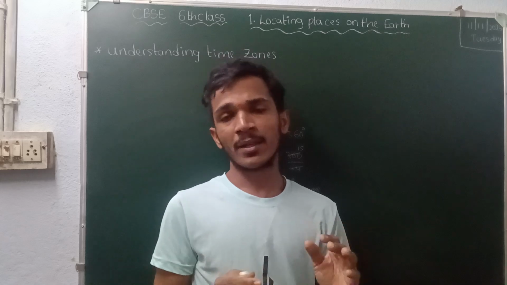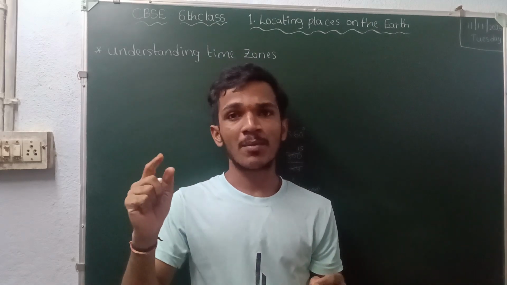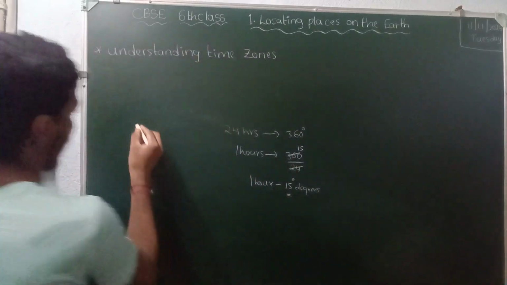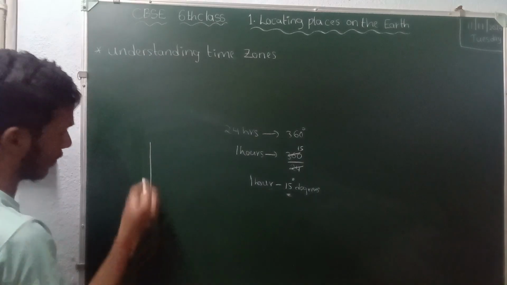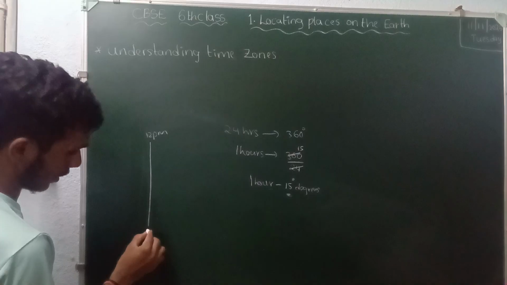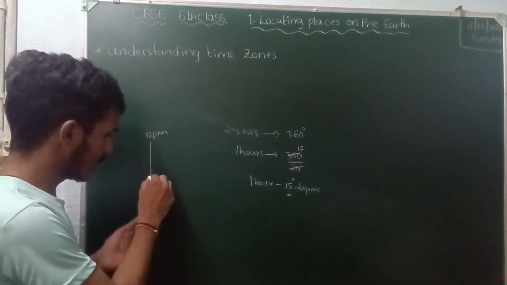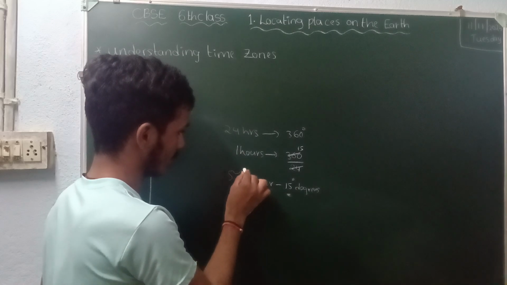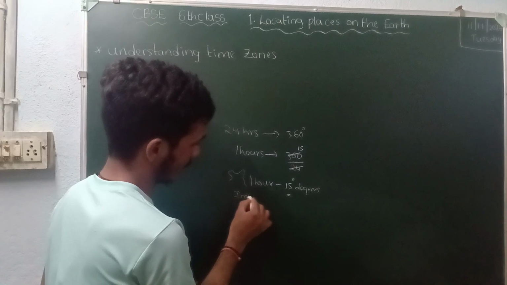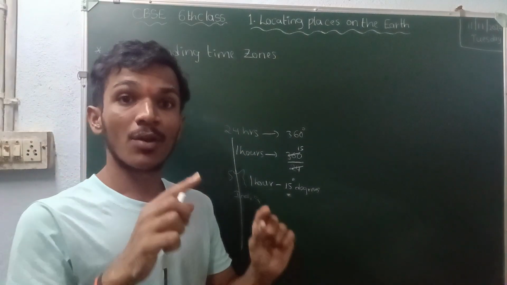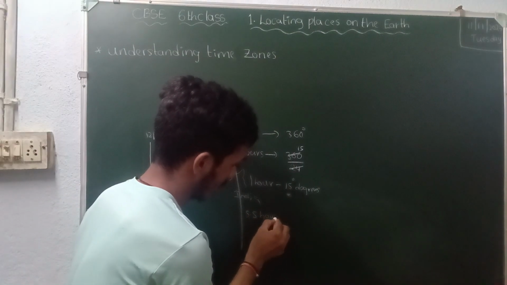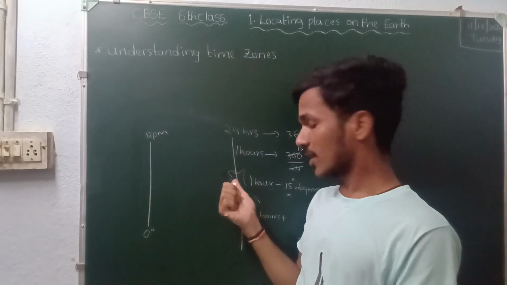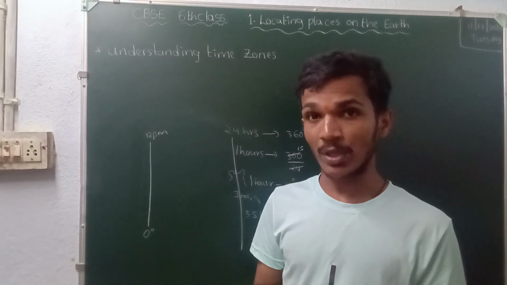If at the Greenwich meridian at 0 degrees the time is 12 p.m., then in our country India, which lies to the right, on the east side, our time will be 5.5 hours added. Meaning, if here the time is 12 p.m., in our country the time will be 5:30 p.m.